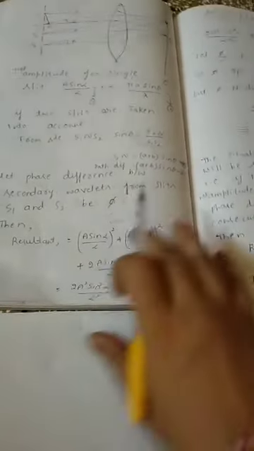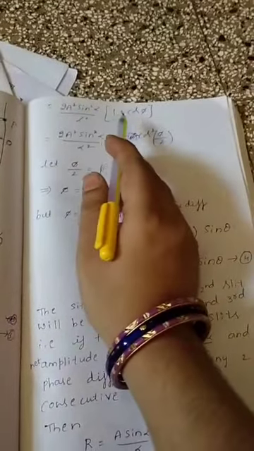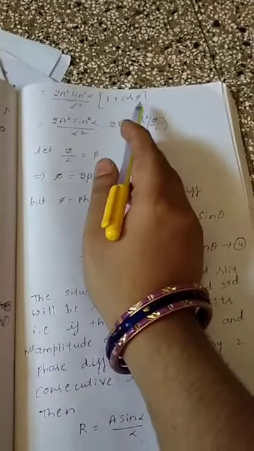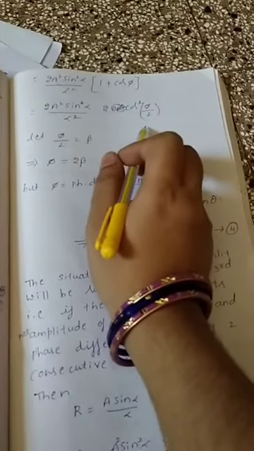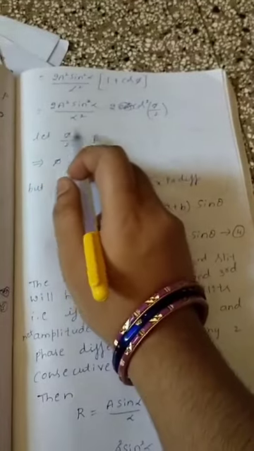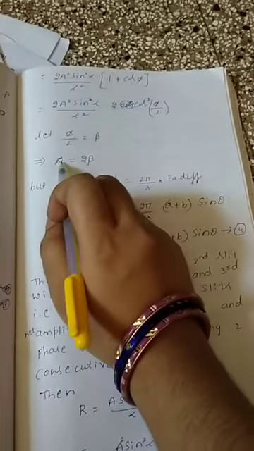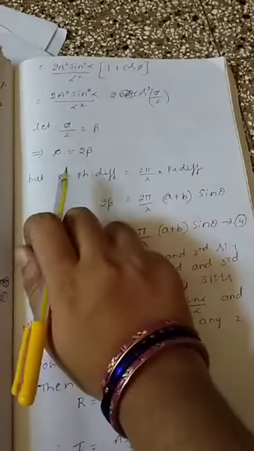So from these two, this term is common. If I take that term out, then I will get 1 plus cos phi as the remaining term. 1 plus cos phi can be written as 2 into cos square phi by 2. So, if I call phi by 2 as beta, then I can write phi is equal to 2 beta.